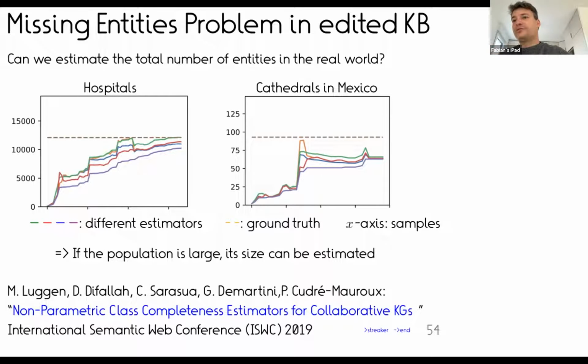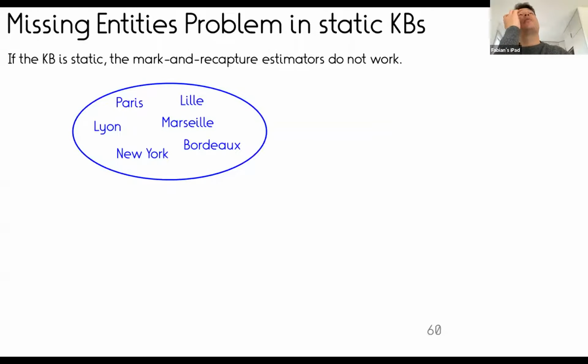That's pretty cool. So this leaves us with the problem of what we can do if there is no edit history. Yeah? So if the knowledge base is static, then the mark and recapture estimators will not work because we have to somehow simulate the process of sampling from the real world. So let's see an example.